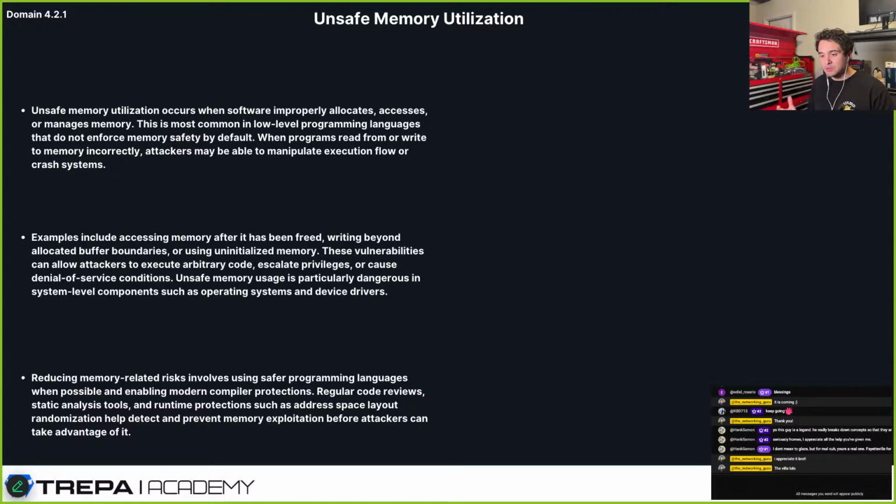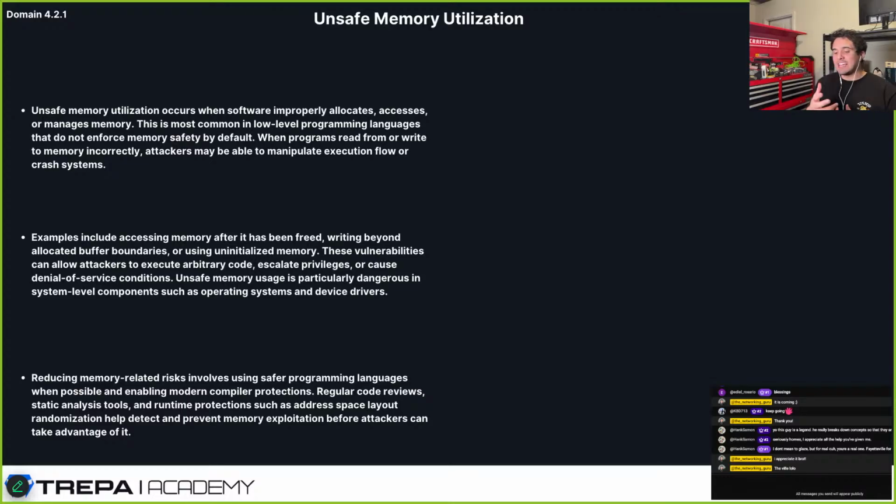So some examples of this. Accessing memory after it has been freed. When I open up Google Chrome, a memory block gets assigned to Google Chrome. And once I close Google Chrome, we're supposed to give that memory back to our RAM pool. Examples include accessing memory after it has been freed, writing beyond allocated buffer boundaries, or using uninitialized memory.